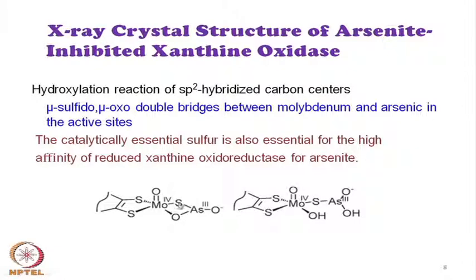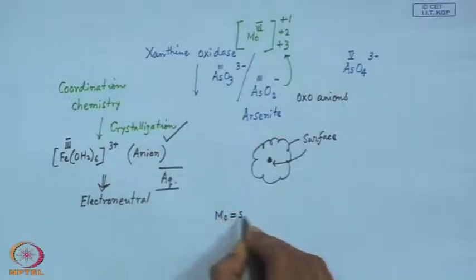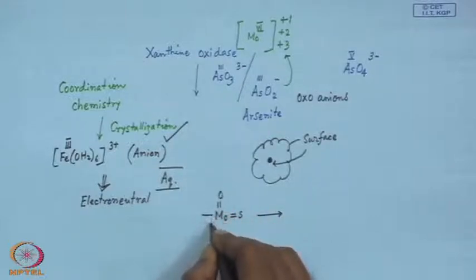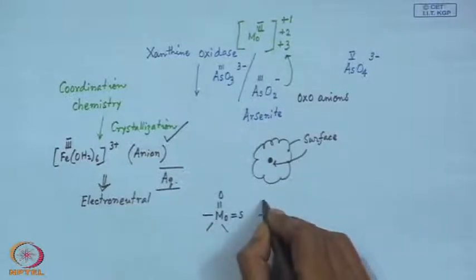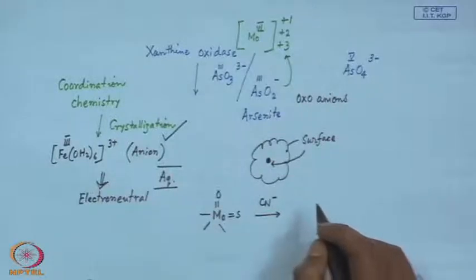So, what is the role of this sulfur? People have earlier established the presence of the oxo group and the sulfido group on the molybdenum site through the removal of this sulfur group from the molybdenum site by doing a very simple reaction. That means, if we have Mo=S, how can we establish this Mo=S function at this site? We simply react it with the cyanide ion.